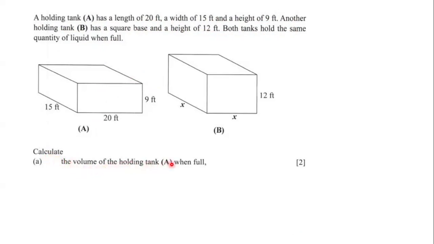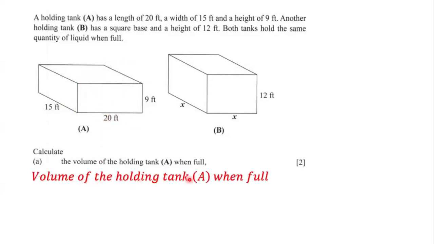the holding tank A when full. So here we have holding tank A, and they want us to determine the volume of this holding tank when it's full. Now, what is the volume of the shape? Well, the volume of holding tank A when full is going to be equal to the length times width times height. The length is 20 feet, the width is 15 feet, and the height is 9 feet. And so we have to multiply these three. And when we multiply them, we get 2,700 feet cubed. And so this is definitely the volume of holding tank A when full.